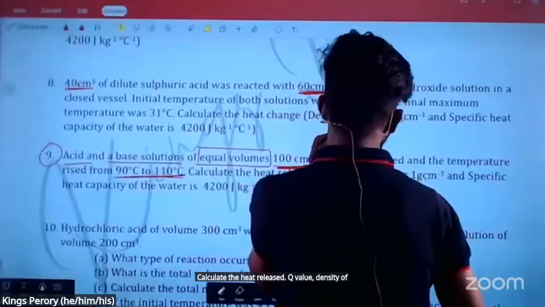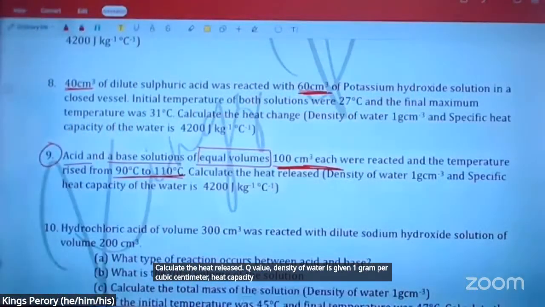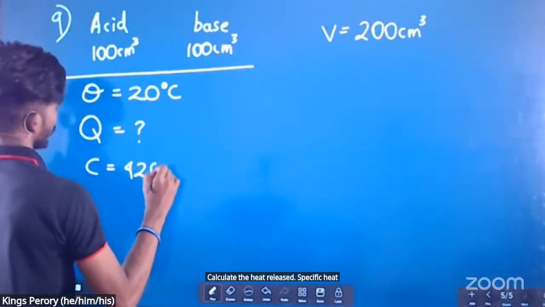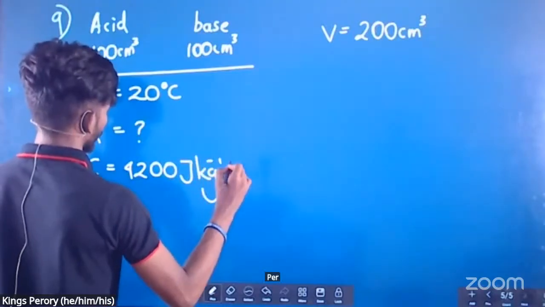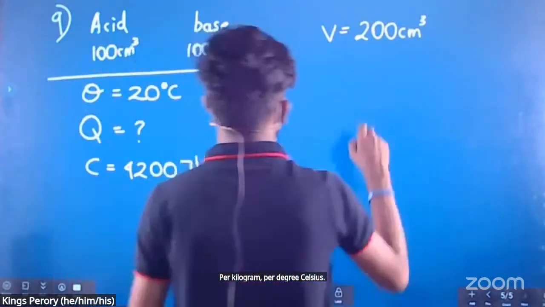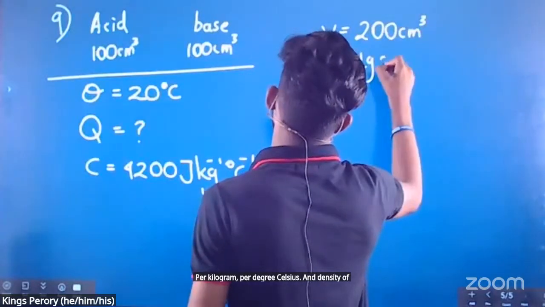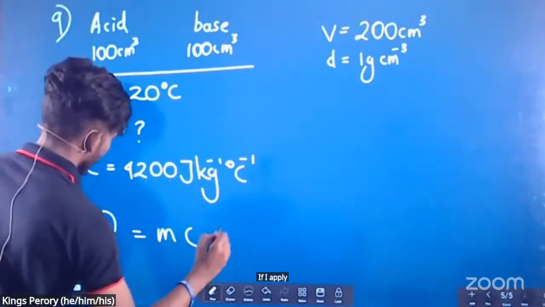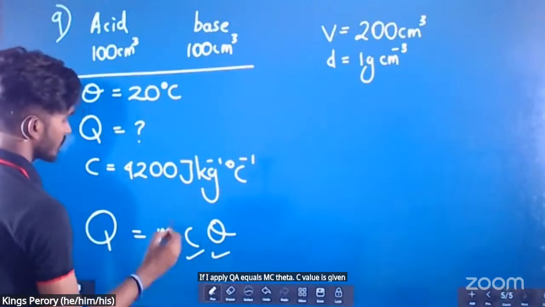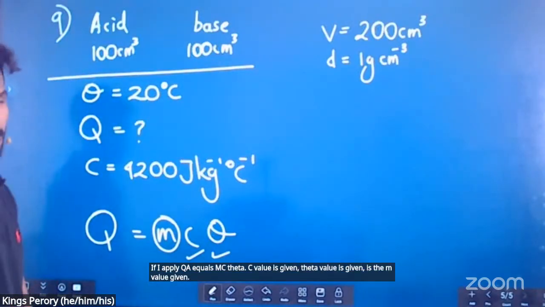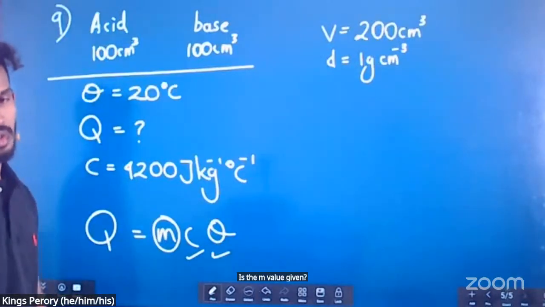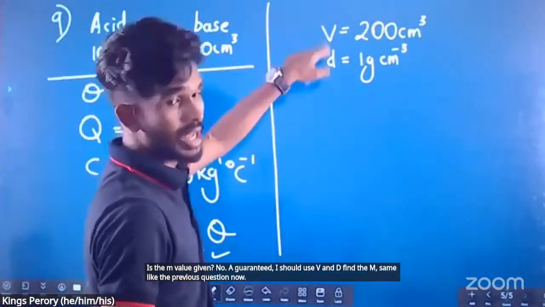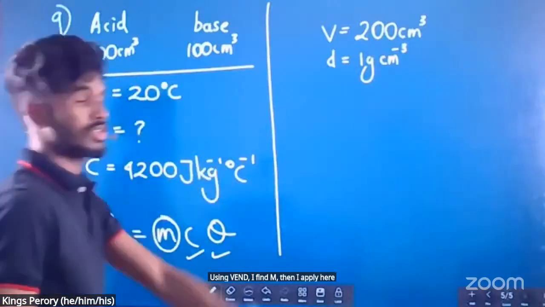Density of water is given, 1 gram per cubic centimeter. Specific heat capacity is given, 4200 joules per kilogram per degree Celsius. If I apply Q equals mc theta, C value is given, theta value is given. Is the M value given? No. So guaranteed I should use V and D to find the M, same like the previous question. Using V and D, I find M. Then I apply here, do the question.